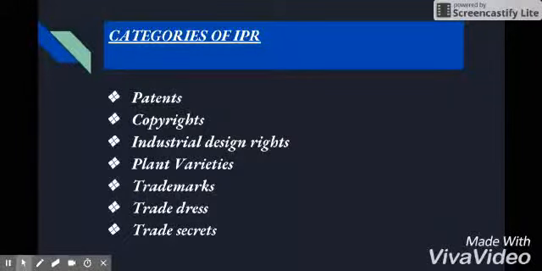Coming on to the plant varieties, plant breeders' rights or plant variety rights are the rights to commercially use a new variety of plant. Coming on to trademarks, it is a recognizable sign, design, or expression which identifies products or services of a particular trader from the similar products or services of other traders.